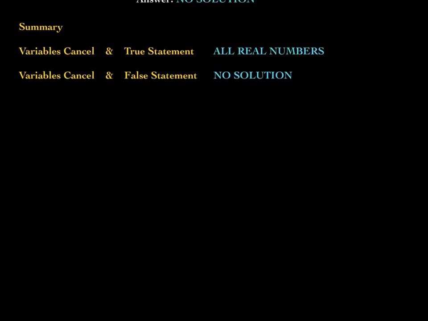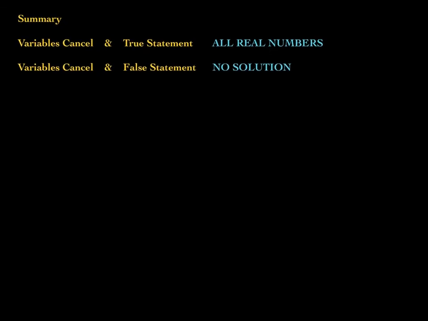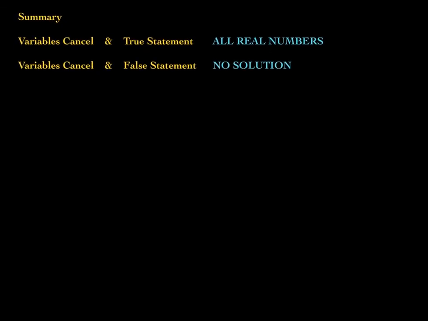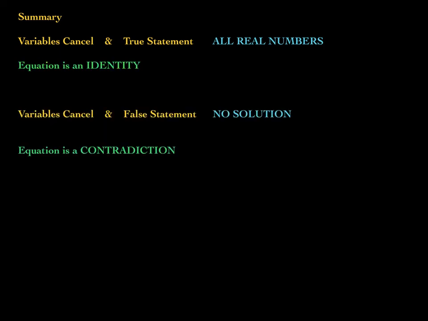Here's a little summary for your notes. Whenever the variables cancel and you're left with a true statement, your final answer is all real numbers. Whenever the variables cancel and you're left with a false statement, the answer is no solution. Now, if case number 1 happens, that means the equation is an identity. Whenever case number 2 happens, that means your equation is a contradiction. All right, everybody, so you can add this to your notes. So for this case here, you have an identity on your hands. For this case here, you have a contradiction on your hands.